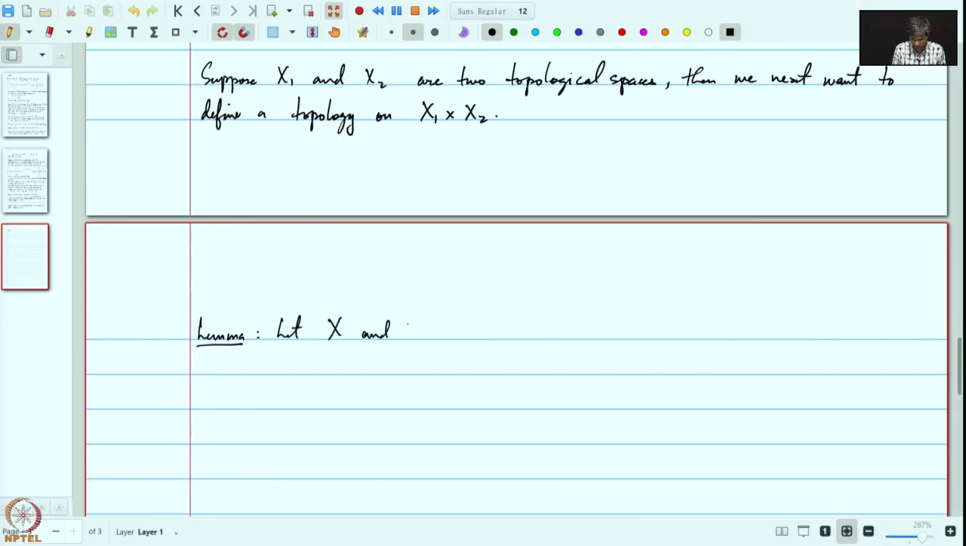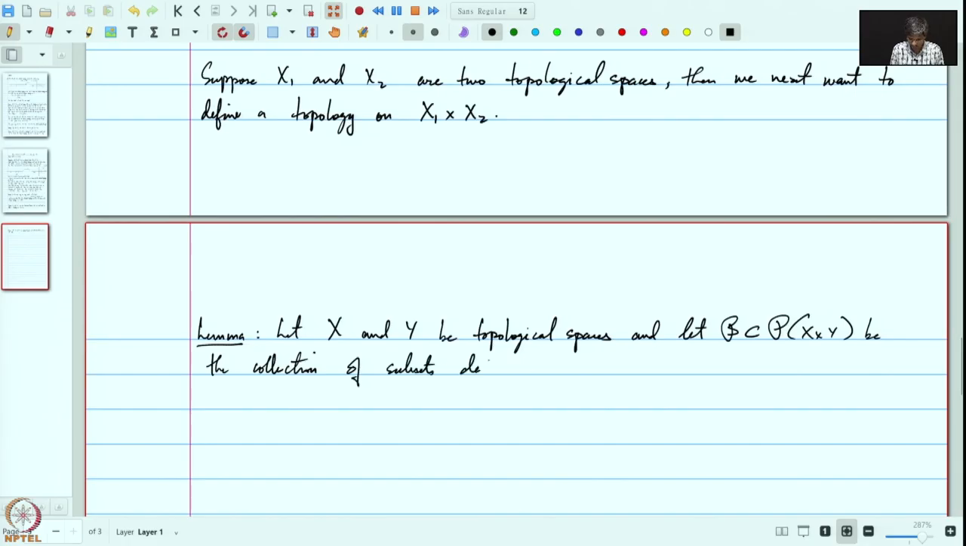Let X and Y be topological spaces and let B contained in the power set of X cross Y be the collection of subsets defined as, so B is defined to be U cross V, where U is open in the topology on X, and V is open in the topology on Y. So when we say X and Y are topological spaces, it means that there are topologies, which we denote tau sub X and tau sub Y.